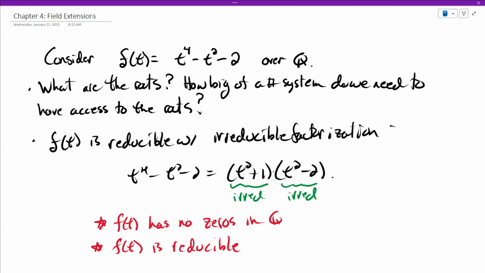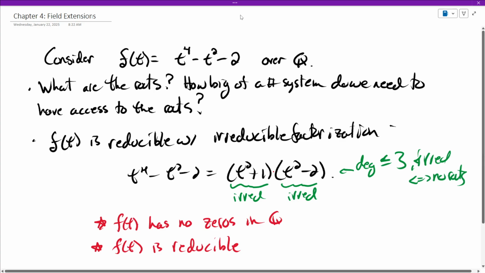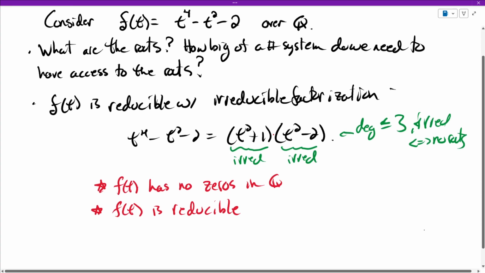Nevertheless, it is a product of these two irreducibles here, and they are in fact irreducible because when you're degree less than or equal to 3, being irreducible is equivalent to not having any roots. And of course, plus or minus the square root of 2 are not rational, and the imaginary number i and negative i are not rational. So that is in fact its irreducible factorization.